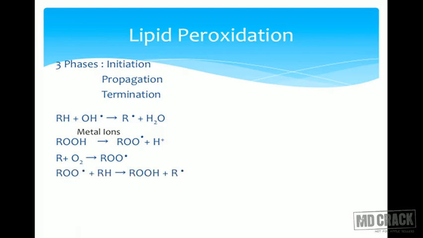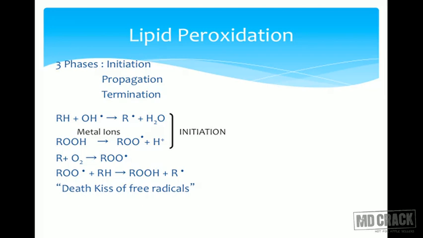Now further, they react with oxygen, form more free radicals, and these will again react with one more and keep on propagating. So initiation may require a metal ion, later on it doesn't require. This we call the death kiss of free radicals. One free radical will act with one more compound and make it a free radical, that free radical with one more to make a free radical. So they will multiply and multiply. So this is known as the death kiss of free radicals.